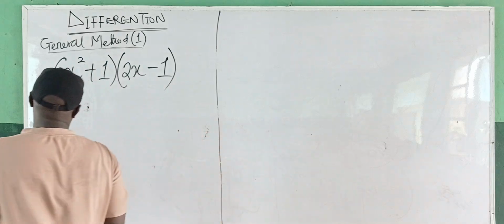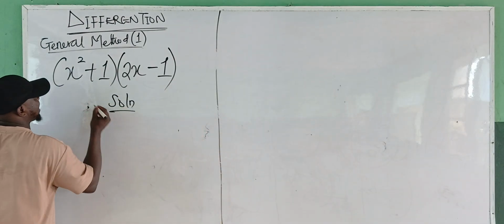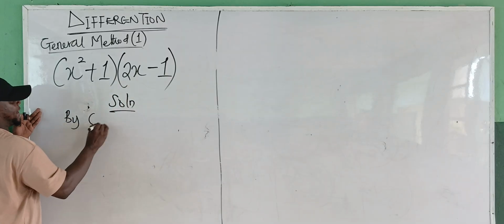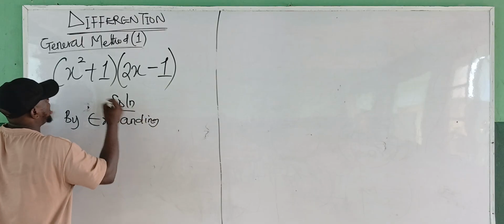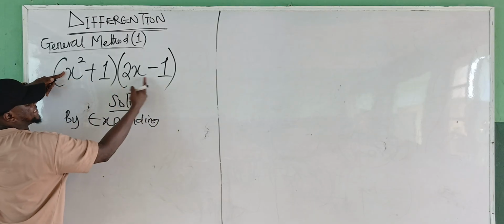So how do we work on this? The first thing we do is expand this. We're using this x squared to multiply this and this.